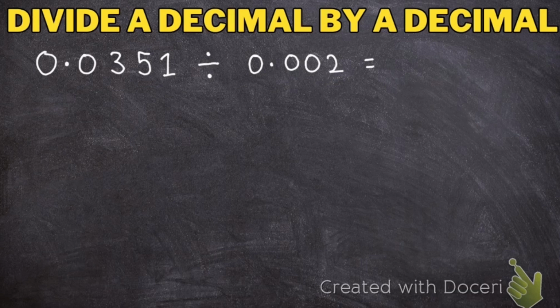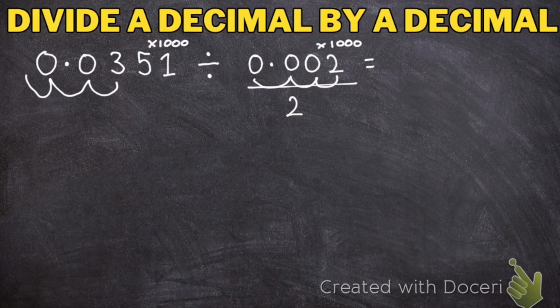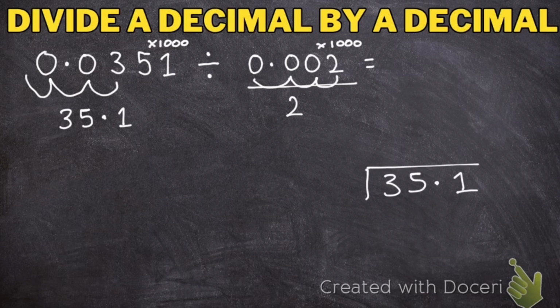So to change this number into a unit, I'm going to have to multiply it by 10, by 100, by 1,000. So I'm going to multiply it by 1,000, and that will give me 2. And then, because I've done it to this number, I also need to multiply this number by 1,000. So by 10, by 100, by 1,000. So this number is going to change into 35.1. Then I just take those 2 numbers and I put it into a short division. 35.1 divided by 2.